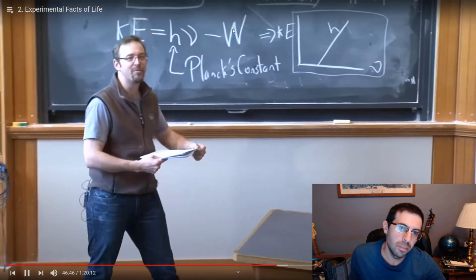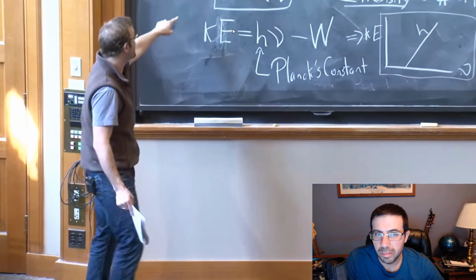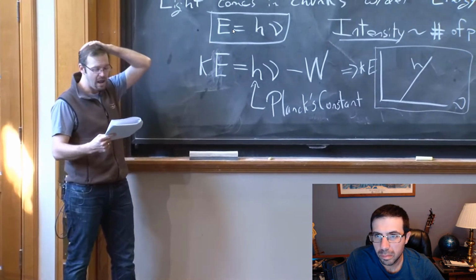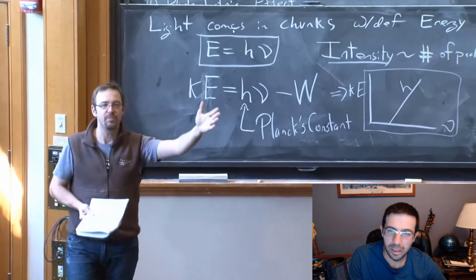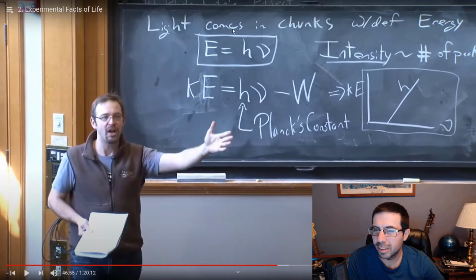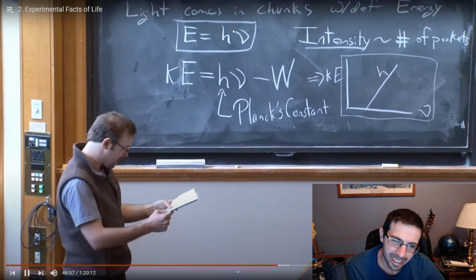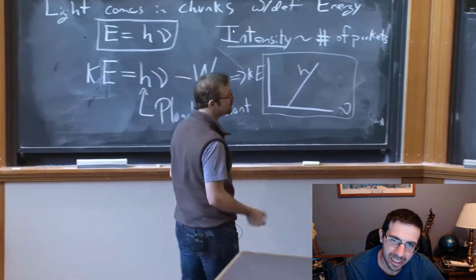So we've learned now from Young that light is a wave. We've learned from the photoelectric effect that light is a bunch of chunks. Okay? Both experimental results are true. Why not just say particles? So how does that work?